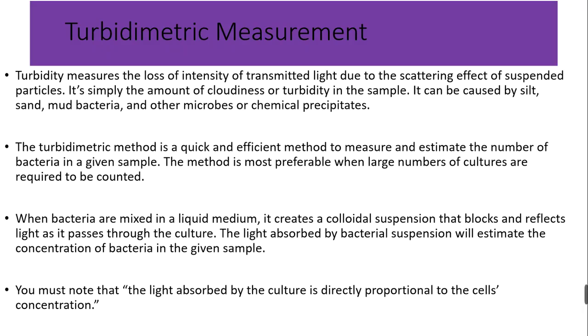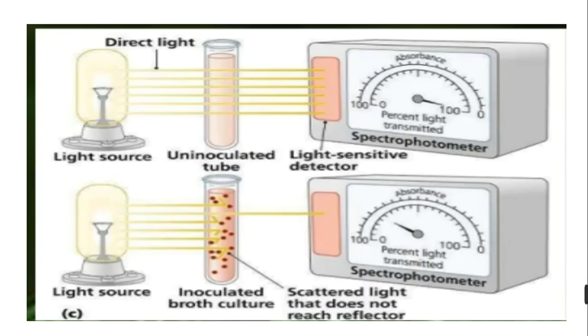So now the turbidimetric method. This is just calculating the number of bacteria using the intensity of light that is being passed through a tube when they are put in a tube, and the light that is being shown on a spectrophotometer when this light passes through this tube. Okay, let's just go through the pictorial explanation.